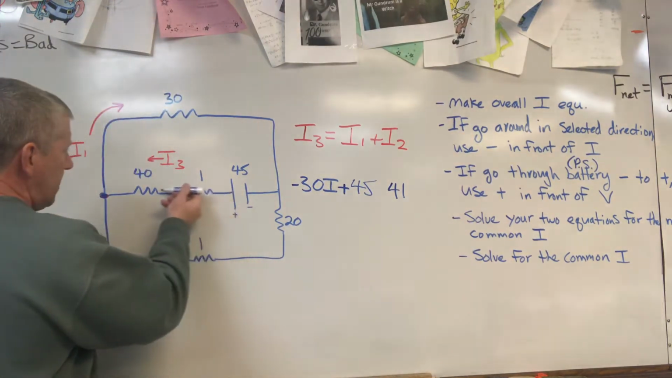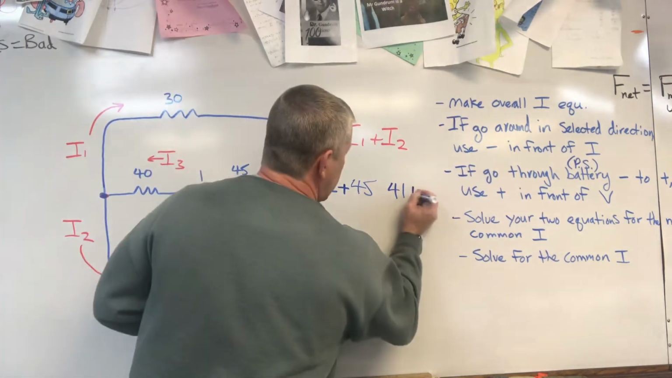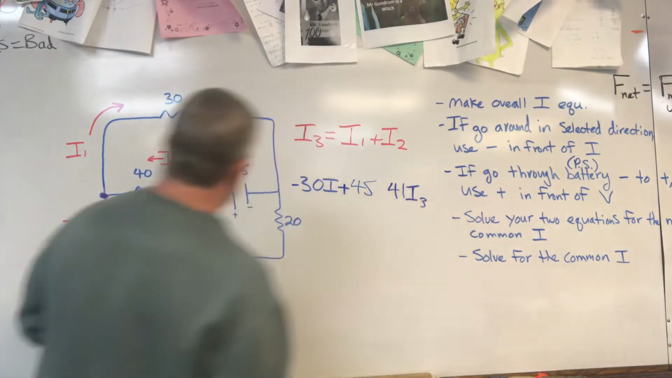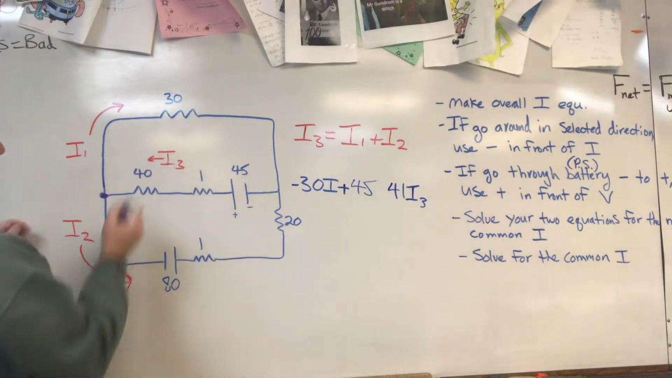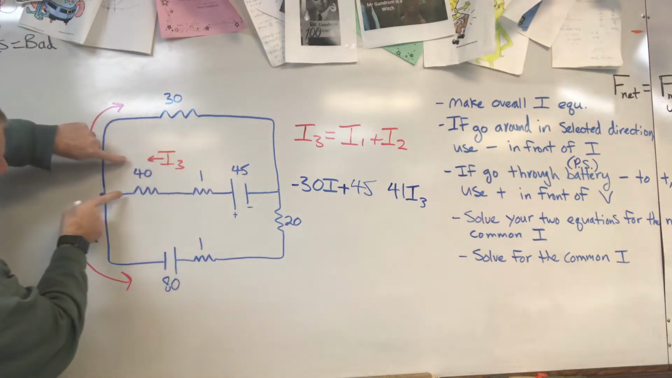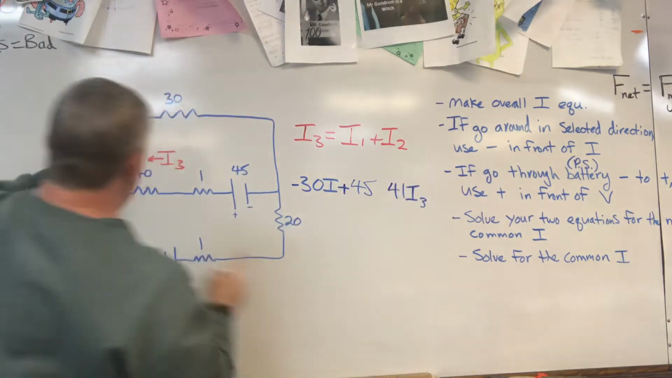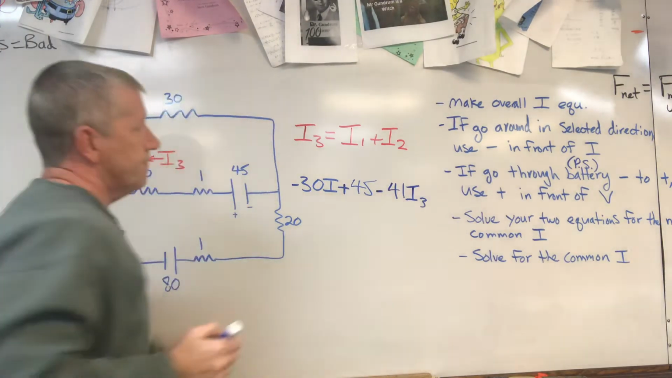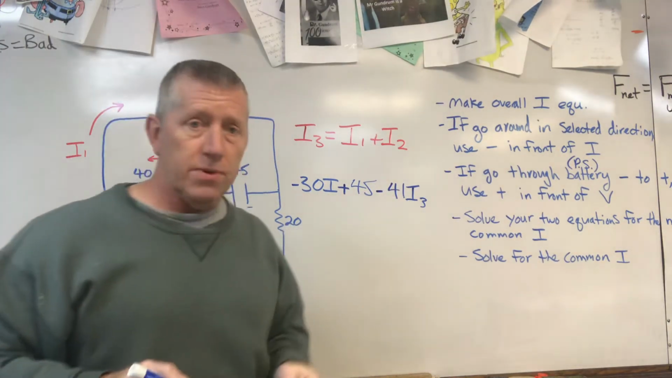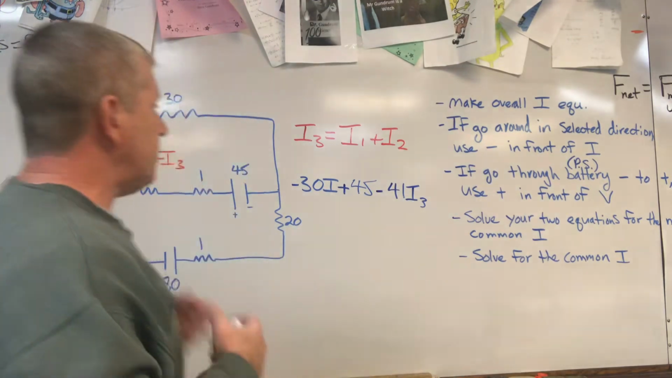So as I go down this line, I am now along line I3. So I put an I3 here. And I'm going in the direction that I chose to set up my current going. If we go in the same direction, we use a negative in front of the I. But again, I like putting my number in front of the variable, so I'll put a negative in front of the 41 I3. So I have created an equation.